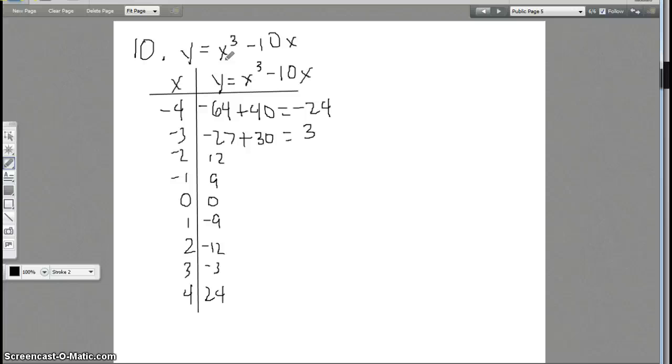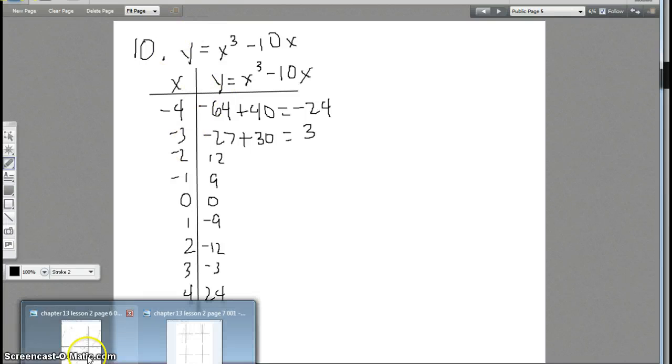Also remember that when you subtract a negative number, that's the same as adding. Minus a negative is the same as plus. So now let's take a look at what this graph looks like.